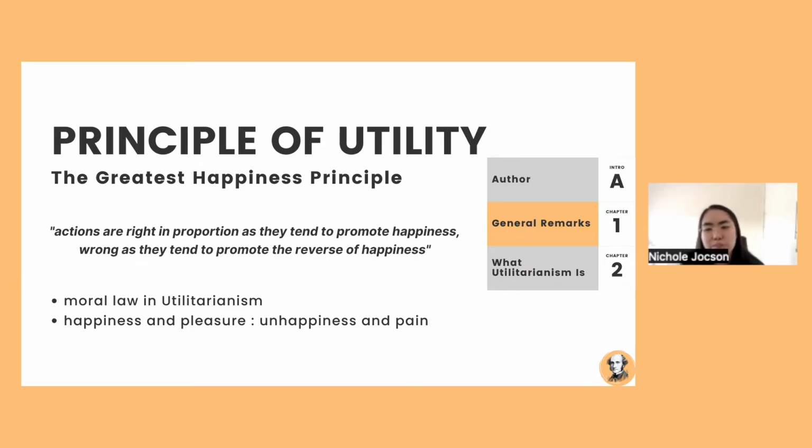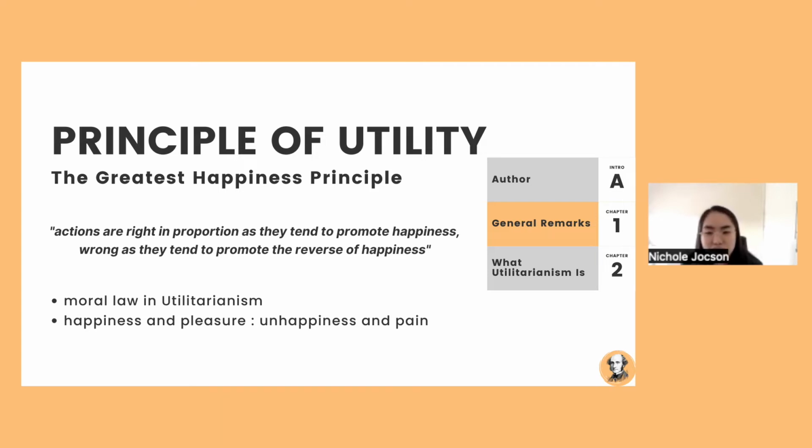Okay, so we have the principle of utility, which Bentham called the greatest happiness principle. This is considered as the moral law in utilitarianism. This theory states that actions are right in the proportion as they tend to promote happiness and wrong as they tend to produce the reverse of happiness. So this reverse of happiness is unhappiness and pain. You would know that an action is right on the premise of it giving you, and most especially other people, happiness or pleasure, and that the action is wrong if it increases unhappiness or pain. So in the next chapter, we are to expound more on utilitarianism, as well as how others have objected to the theory and Mill's take on them.